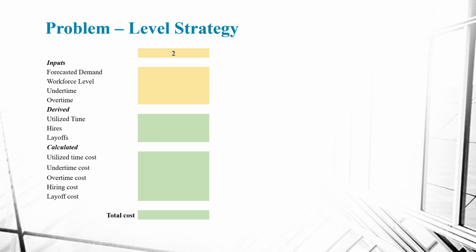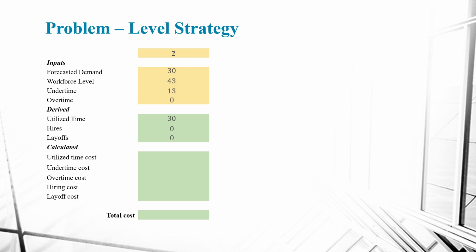Next, we calculate the cost for time period 2. The forecasted demand for time period 2 is 30 workers. The workforce level is at 43. In that case, we will offer undertime to 13 workers and there will be no overtime. The utilized time will be for 30 workers. There will be no hiring in time period 2 and there will be no layoffs.